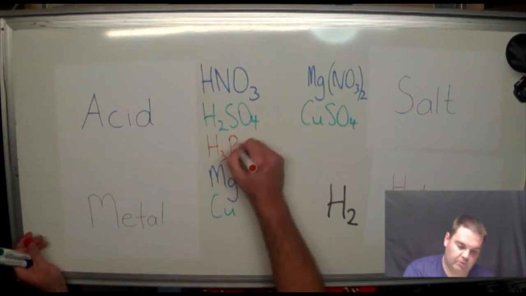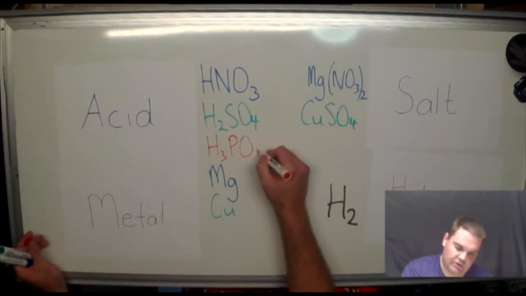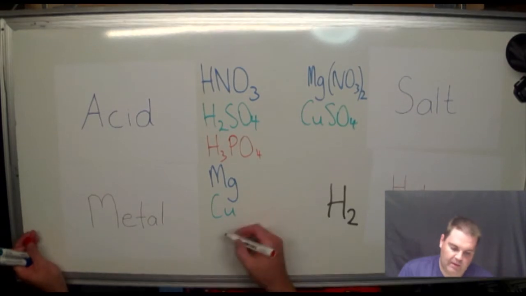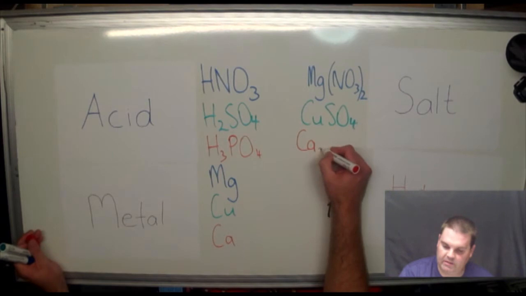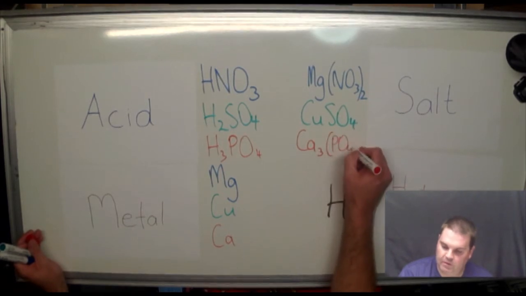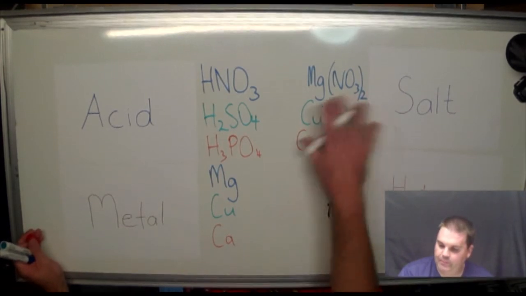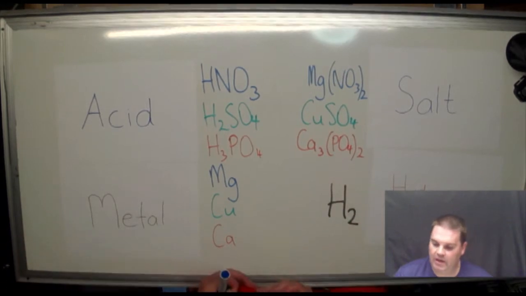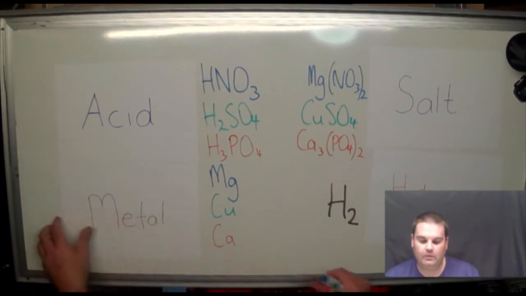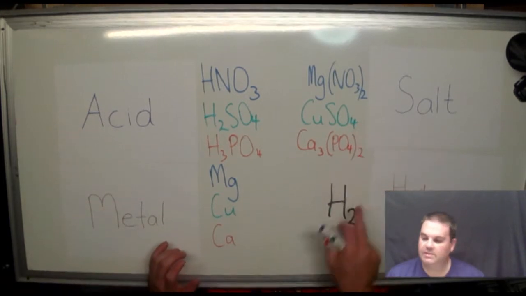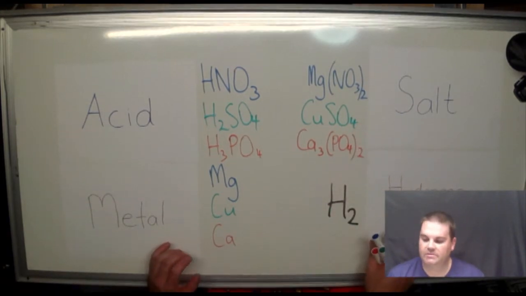All right, we'll go back to phosphoric acid, H3PO4. Let's combine that with another metal, let's say calcium. We're going to get calcium phosphate. So make sure you can write your formulas right, and hydrogen gas. Always balance up. Acid plus metal gives us salt plus hydrogen gas.